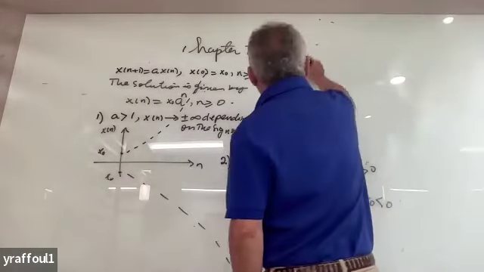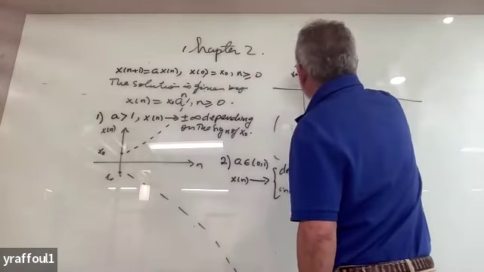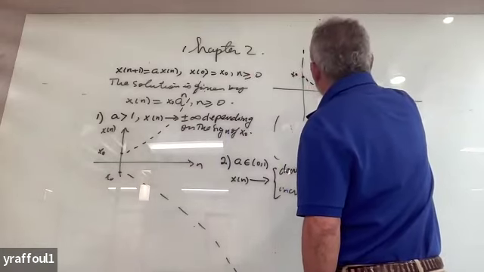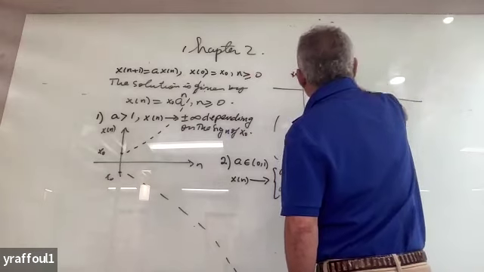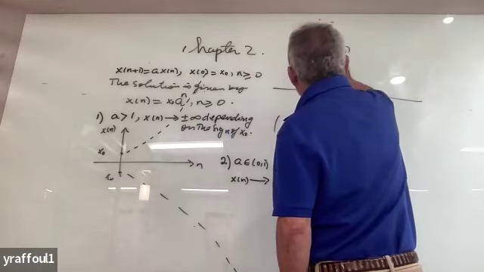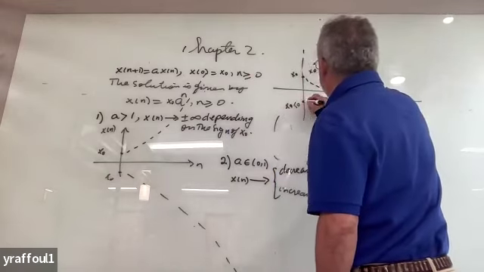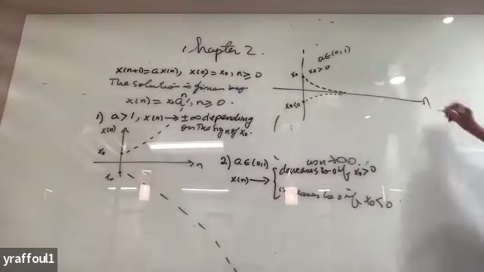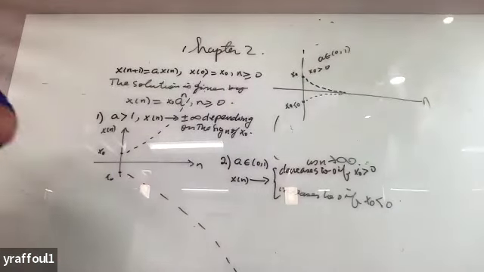If I draw a picture, if x naught is here, then like this, this is a in between 0 and 1, and this one is x naught positive. If x naught is less than 0, then the solution will go like this. And this is your n. Okay? Any questions?